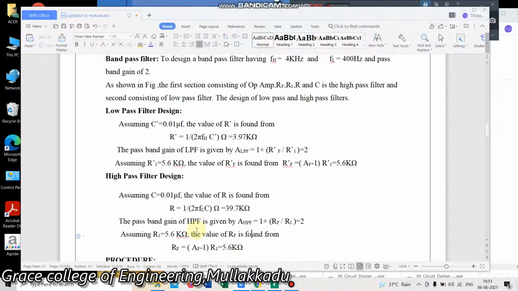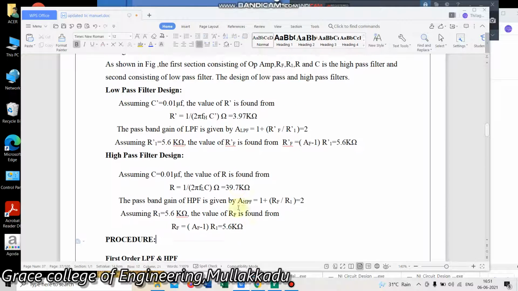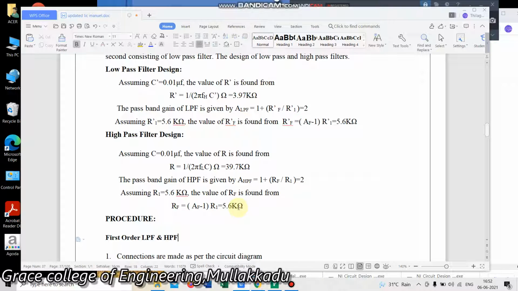Similarly, for the high pass filter, F1 is taken as 400 hertz and C is equal to 0.07 microfarad, therefore R equals 39.7 kilo ohm. With A equal to 2 and R1 equal to 5.6 kilo ohm, RF can be calculated as 5.6 kilo ohm. Using this design, we have to draw a circuit diagram for the low pass filter, high pass filter as well as band pass filter.